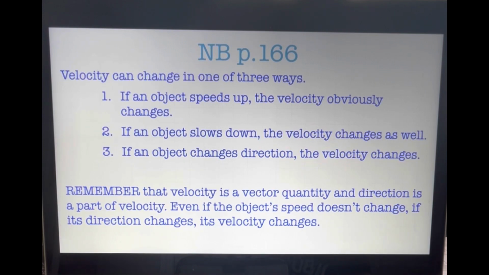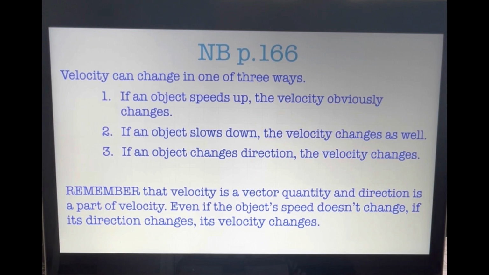In order to determine the direction of acceleration, you need to know the direction of the velocity, and you need to know whether velocity is increasing or decreasing. Remember, acceleration is the change in velocity. And velocity can change in one of three ways. The first way, if an object speeds up, obviously the velocity changes. If an object slows down, obviously the velocity changes. Finally, if an object changes direction, the velocity changes.